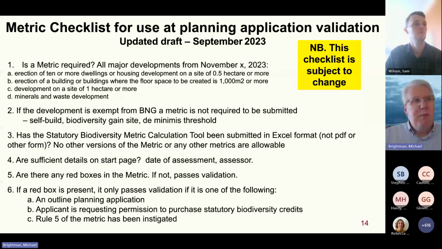If the application is an outline planning application, it is likely that the metric will include red boxes, because the post-intervention calculation isn't present. So that can pass validation, but we'll comment more on what to do with that outline application later in the presentation. The second reason why it may include red boxes is that the applicant is requesting permission to purchase statutory biodiversity credits because they've not been able to find enough within the market, and therefore to be able to place within their metric. And the third reason is when Rule 5 of the metric has been instigated, and we'll tell you exactly what Rule 5 is shortly.